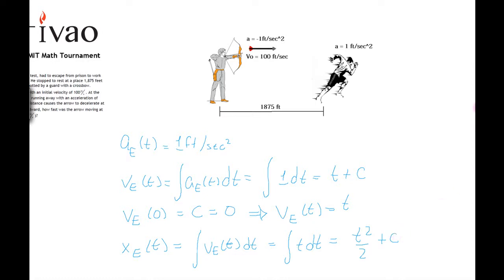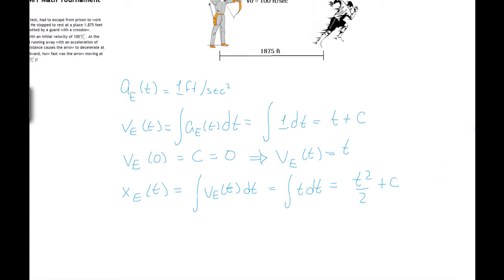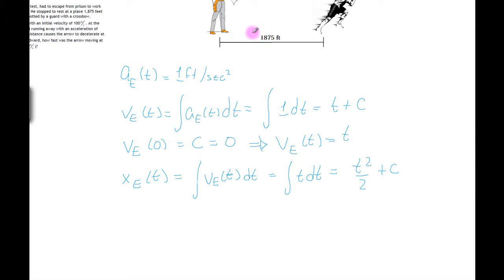Now again, to find c, we need an initial condition. And the initial position is 1,875 feet. So let's plug in that. This implies that the position of Edward is t squared over 2 plus 1,875.